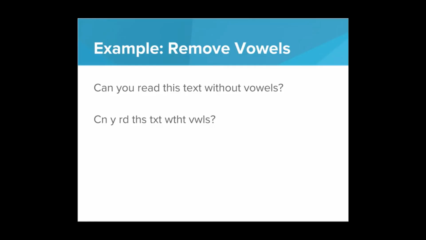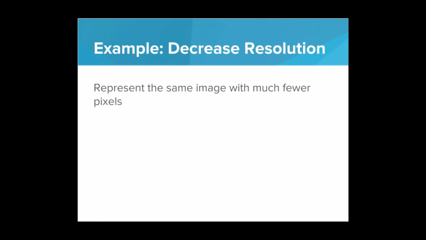Now let's look at an example of lossy compression with images. One example is to simply decrease the resolution. We will represent the same image with much fewer pixels.